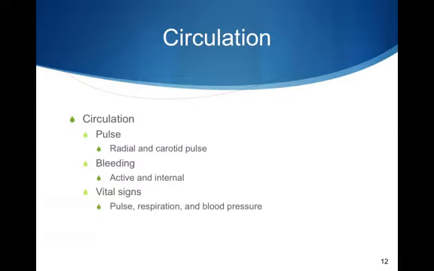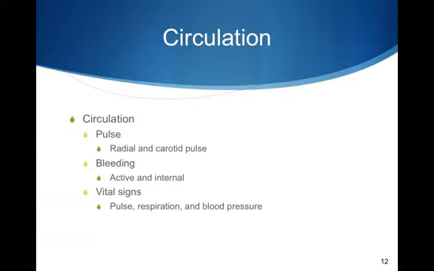So circulation. Whenever we check for a pulse, please take a look at both the radius and the carotid simultaneously. If the person has a radial pulse, there's a good chance they have a good blood pressure. We should always take a set of vital signs. However, they have enough blood pressure to perfuse the radial artery.